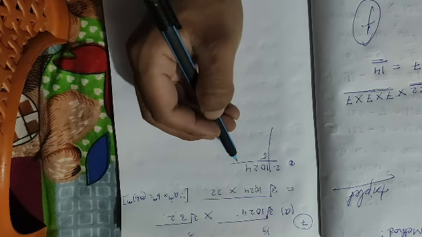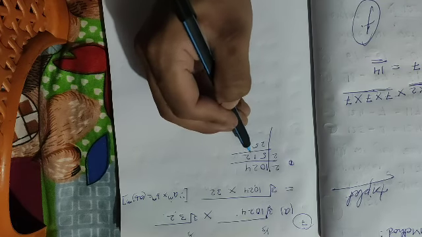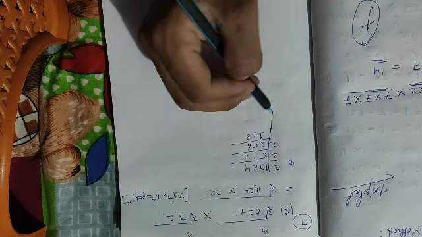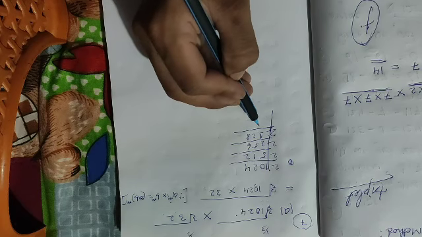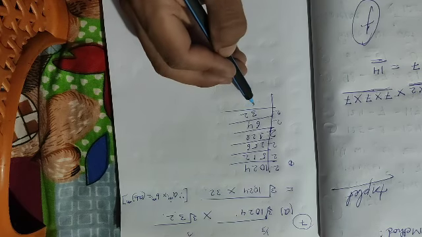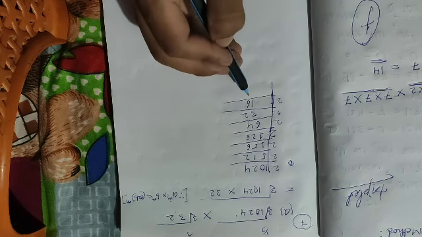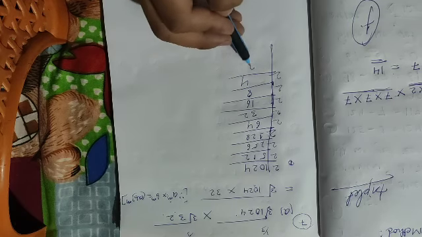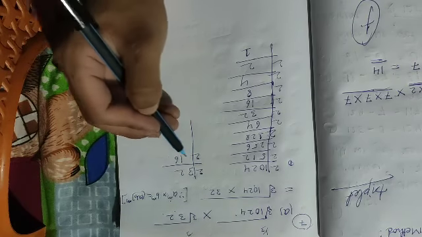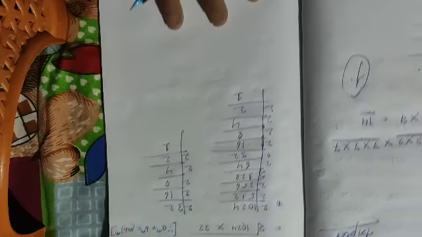So 2 5s are 10, 2 1s are 2, 2 2s are 4. Next with 2, 2 2s are 4, 2 5s are 10, 2 6s are 12, also 2 1s are 2, 2 2s are 4, 2 8s are 16. Again 2, 2 6s are 12. Now for 32, I prime factorize it: 2 16s, 2 8s, 2 4s. I'm doing it quickly as I hope you already know how to prime factorize.